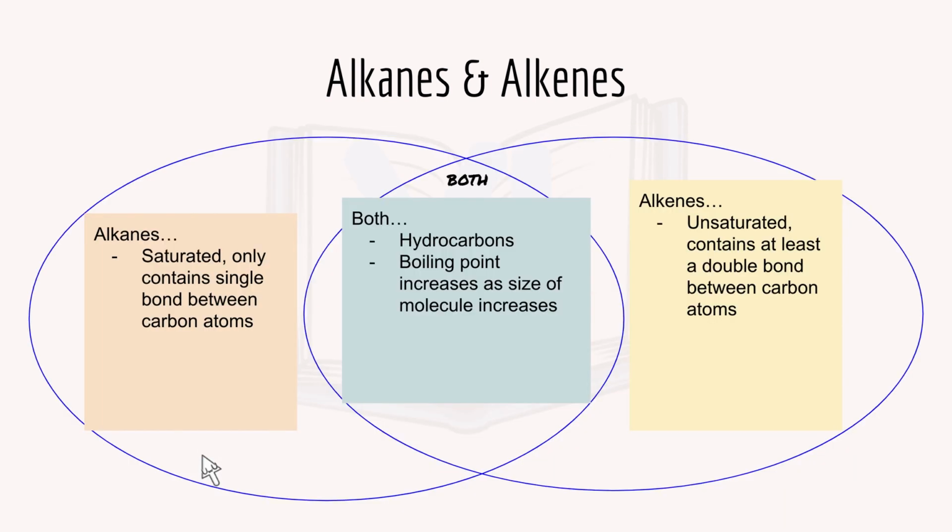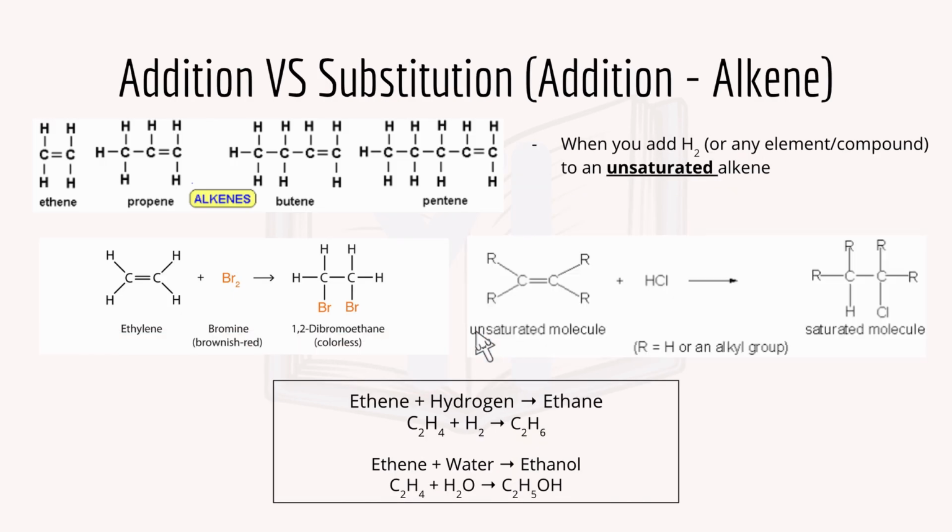Then we'll move on now to the differences and the similarities between alkanes and alkenes. So you can see saturated, unsaturated, hydrocarbons, and boiling point increases as size of the molecule increases. And then we have addition versus substitution, and we'll focus on addition, which is for alkene. And when you add H2 or any element or compounds to an unsaturated alkene, it's called addition reaction.